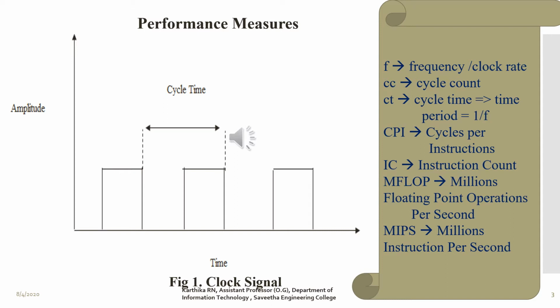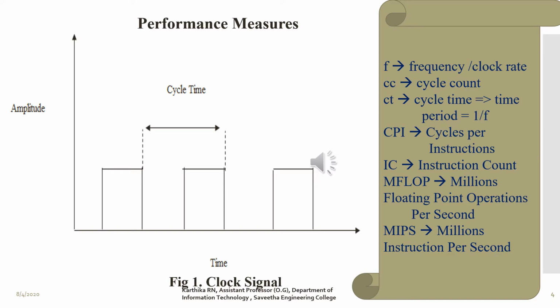This diagram is a time diagram of a clock signal. Here, across x-axis, time is plotted, and across y-axis, amplitude is plotted. This is the clock pulse, which is also known as the square waves. The time gap between these 2 points, which are in the same phase, is known as the time period, or cycle time, or cycle period. In this slide, we are going to see the different terminologies used for the performance measure of the system.